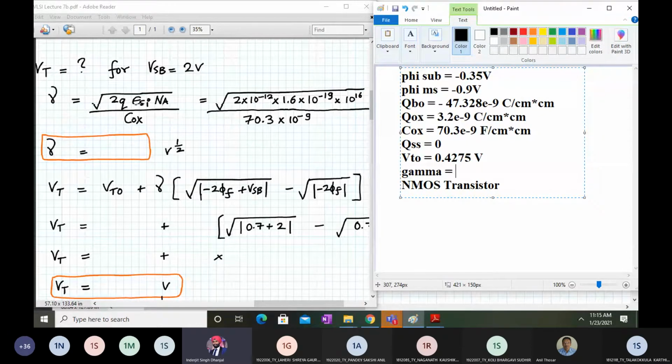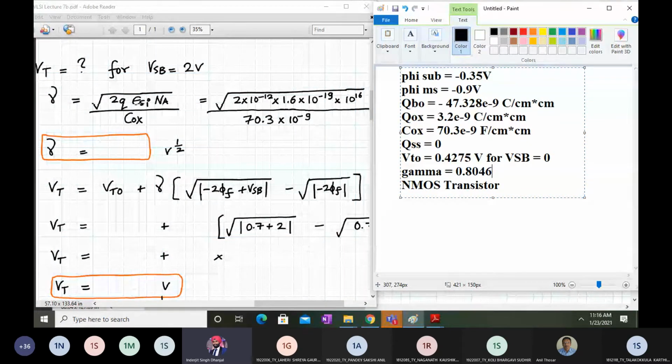What is the value of gamma? The formula is square root of 2q epsilon Si Na divided by Cox. Yes, correct, you all are giving the correct answer, 0.805. That's the value I'm getting, 0.8046. If you want to keep it to 4 digits, very good. Yes, you all are getting the correct answers.